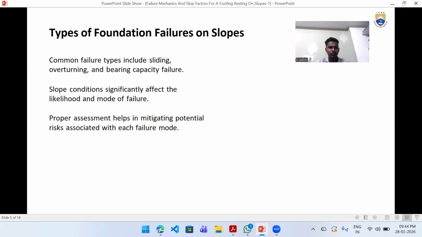In foundation failures, sliding, overturning, and bearing capacity failure are the common types. Slope conditions significantly affect the likelihood and mode of failure. Proper assessment helps in mitigating potential risk associated with each failure mode.